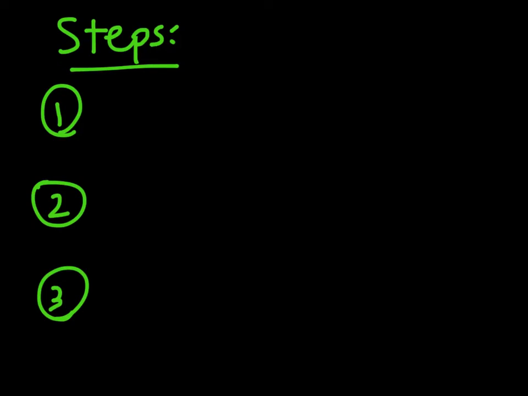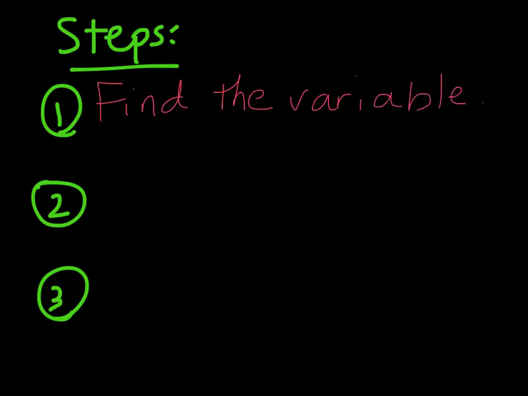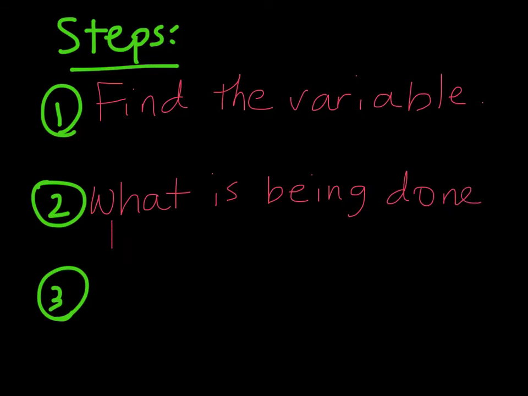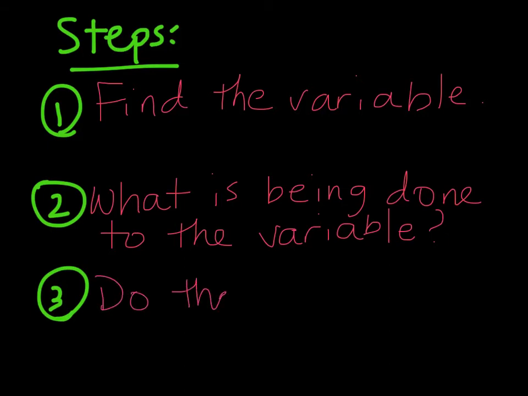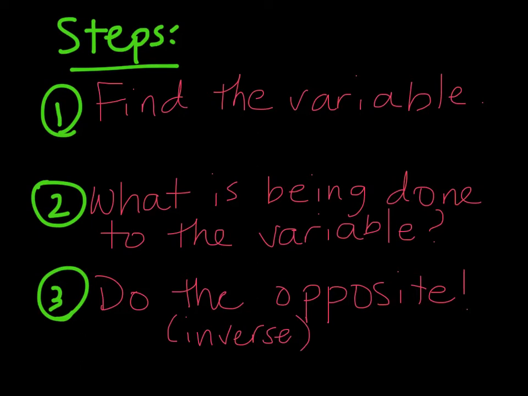Now, our steps to solving an equation. Obviously we have some other things that we sometimes have to do, but our basic steps are that we want to first find the variable. We want to locate it and see where our variable is. Then we want to ask ourselves, what is being done to the variable? Are we adding something to the variable? Are we subtracting something from the variable? Are we multiplying it by something? What's happening to our variable? And then we want to do the opposite. That's where those inverse operations come in.